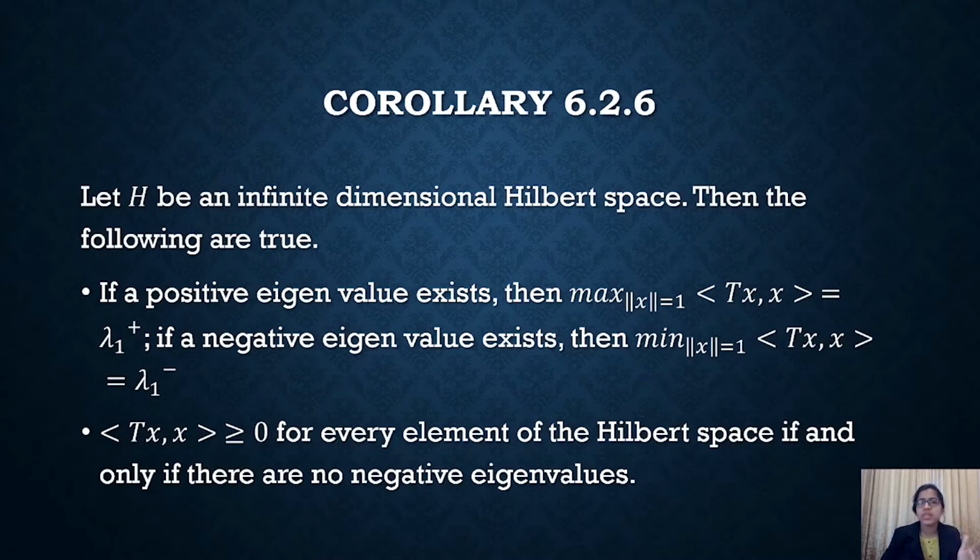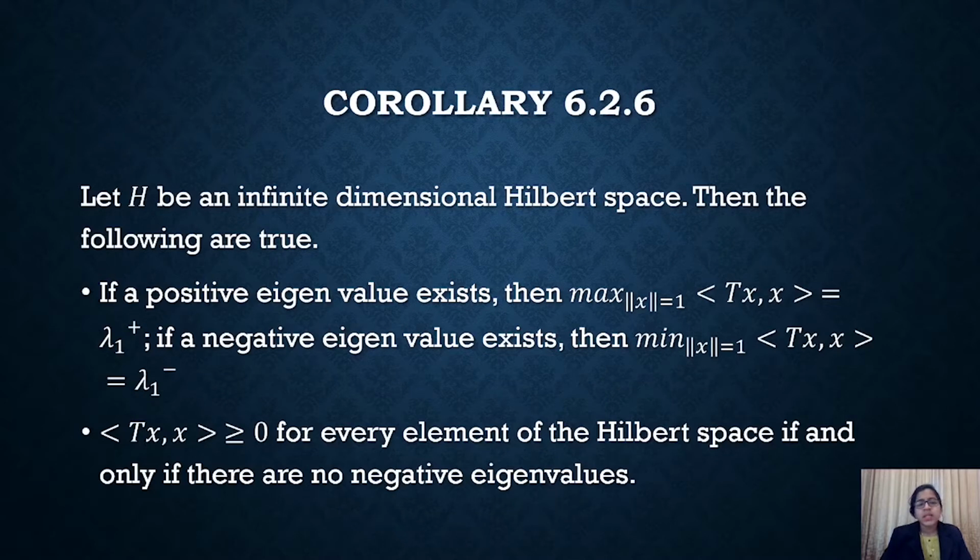Keep in mind, we always assume that lambda 1 plus is greater than or equal to lambda 2 plus is greater than or equal to and so on, and lambda 1 minus is less than or equal to lambda 2 minus is less than or equal to and so on, where lambda I plus are the positive eigenvalues and lambda I minus are the negative eigenvalues. So the first thing the corollary states is that, if a positive eigenvalue exists, then the maximum value of the inner product T of x, x, where norm x equal to 1, is always lambda 1 plus, and the minimum value of T of x, x, where norm x equal to 1, is always lambda 1 minus.